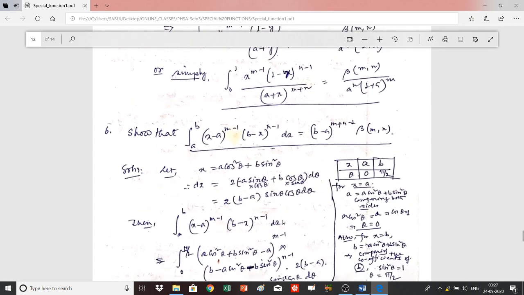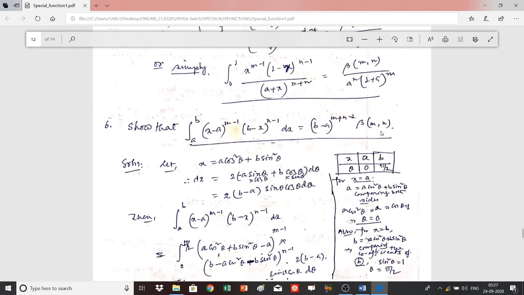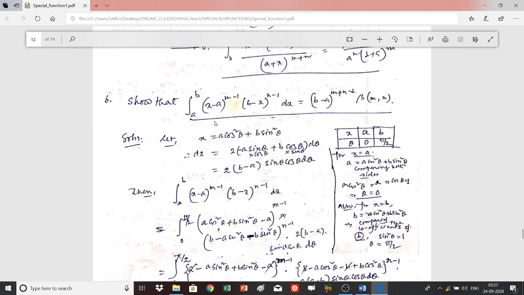Now show another problem. Show that the integral from a to b of (x - a)^(m-1) (b - x)^(n-1) dx is equal to (b - a)^(m+n-1) beta(m, n). So to prove this, we consider that x is equal to a cos square theta plus b sin square theta. From here dx can be written as, for differentiating these, and then these will give you 2, and from here also you will obtain another 2. So 2 is the common term here.